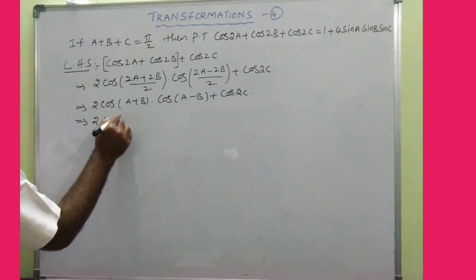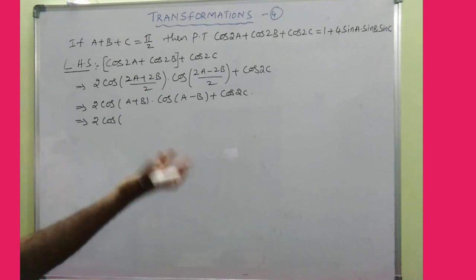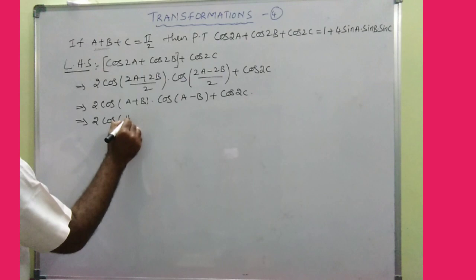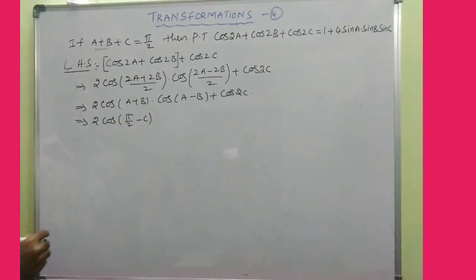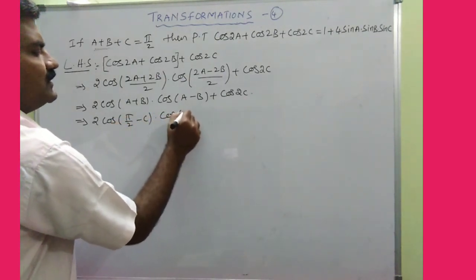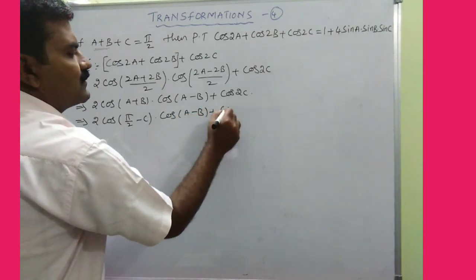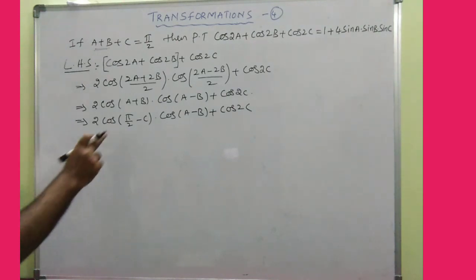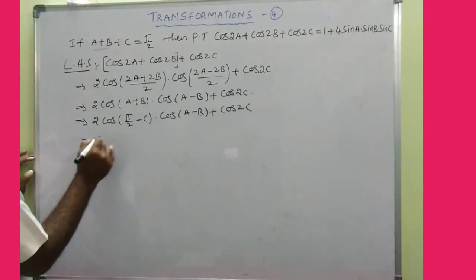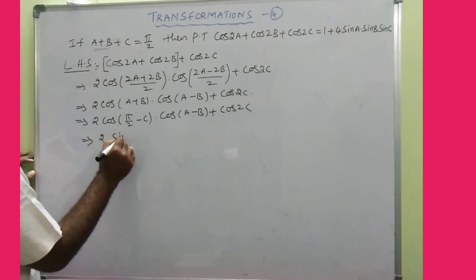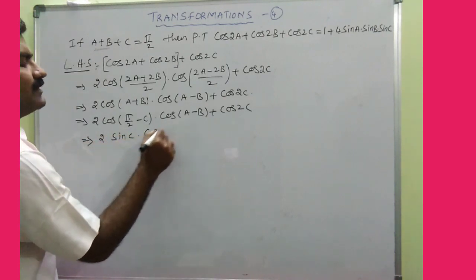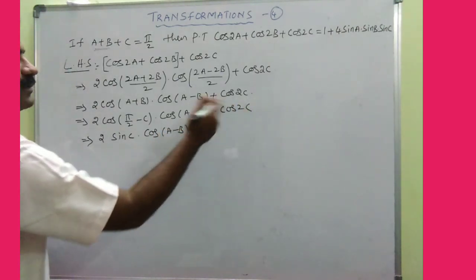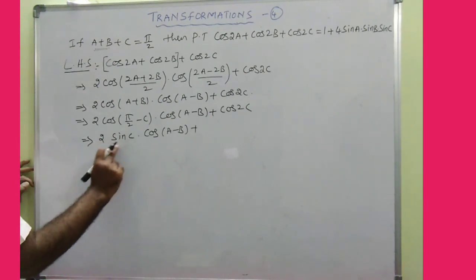See, earlier we used to write A plus B as 180 minus C, but now A plus B is equal to 90 minus C. Whatever we have here, that is what we can write. So into cos of A minus B plus cos 2C. See this, cos of 90 minus theta is sin theta, so sin C into cos of A minus B. Okay, plus now the cos 2C formula in terms of sin, because there is a sine.